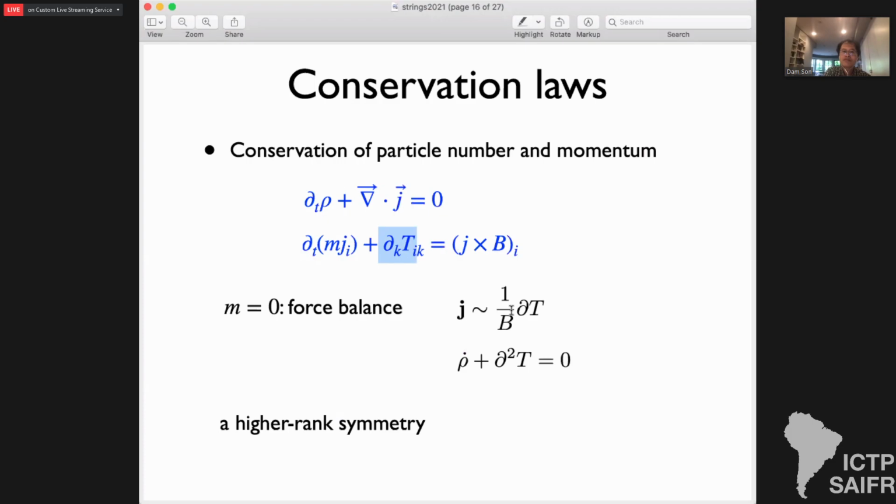J is just the first derivative of T. Here I have suppressed all the indices. When I put this equation back into the conservation law for rho, we get rho dot plus some structure involving the second derivative of the stress tensor equal to zero. This is what is sometimes called a higher rank conservation law, an equation of conservation that involves a first derivative in time, but a second derivative in space.